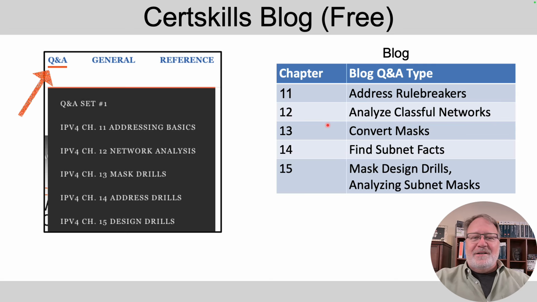If you click on the Q&A title bar menu, you'll get a pull-down list, and part of the items in that list is indexed by the book chapter about subnetting. It lists chapters 11 through 15. If you look over on the right, we see things like address rule breakers. These are blog posts that give you problems like, which of these addresses are illegal addresses? All the way through analyzing classful networks down to mask design drills there at the very end. So more practice problems are available at the blog.